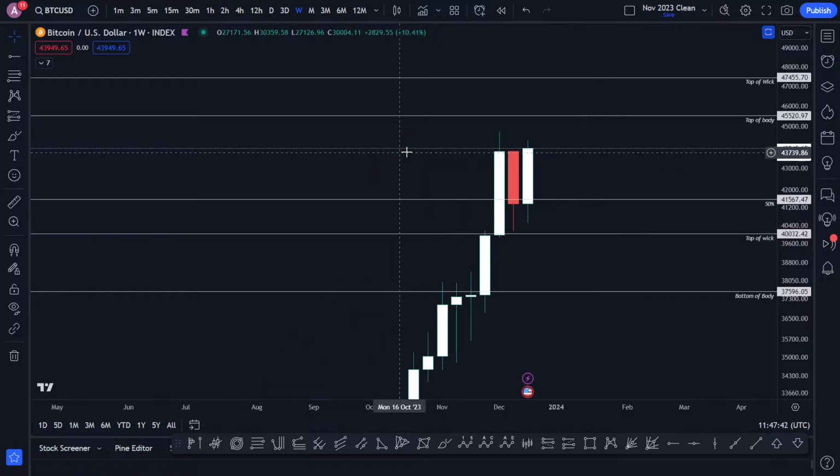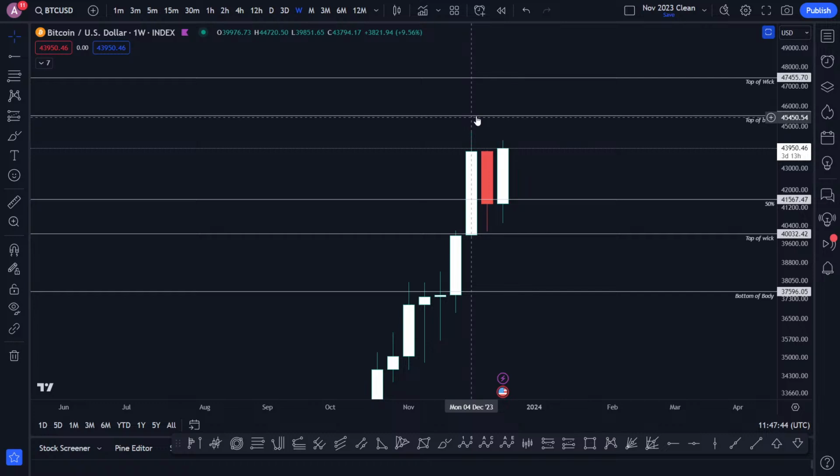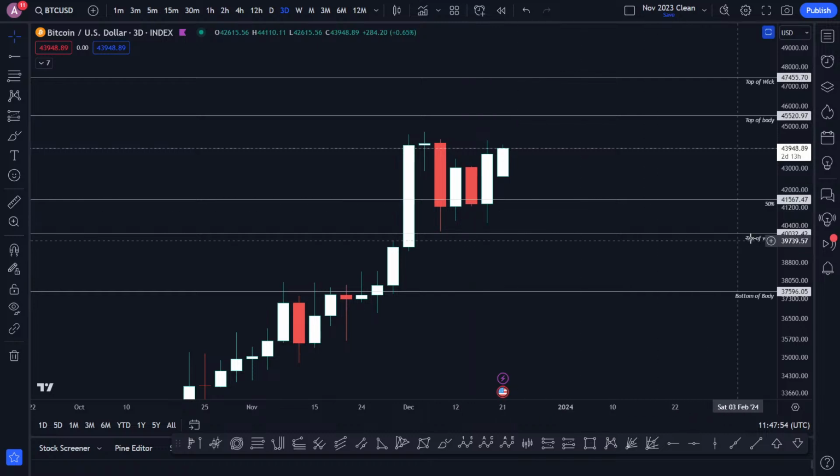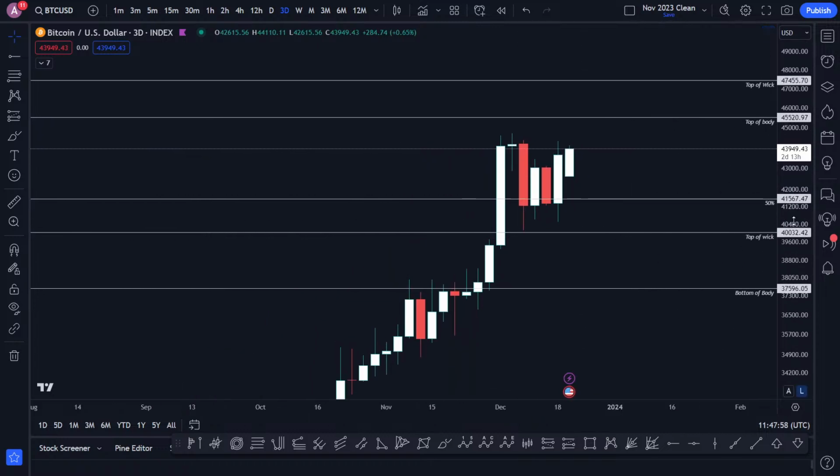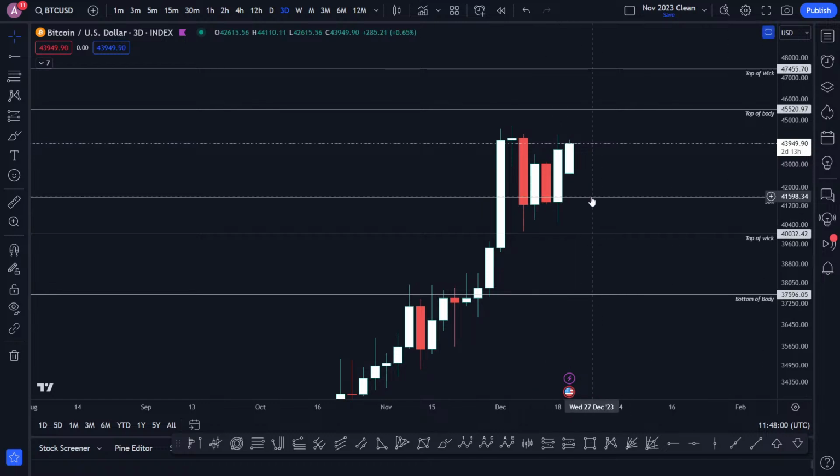and now we're in this arbitrary level. We've almost come to the top of the body. It's actually been front run a little bit, but that is a level. And then once we get into that top bit, we're into the top of the wick. So you can even zoom in and break it down even more. The 50% isn't actually a real level. It's just more of an area.